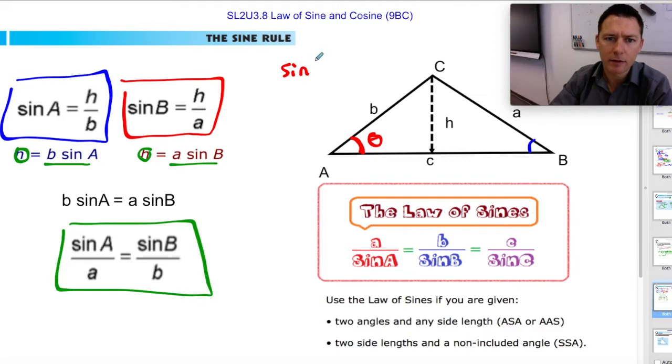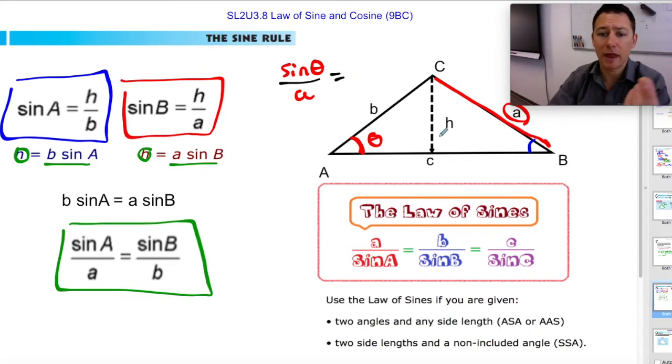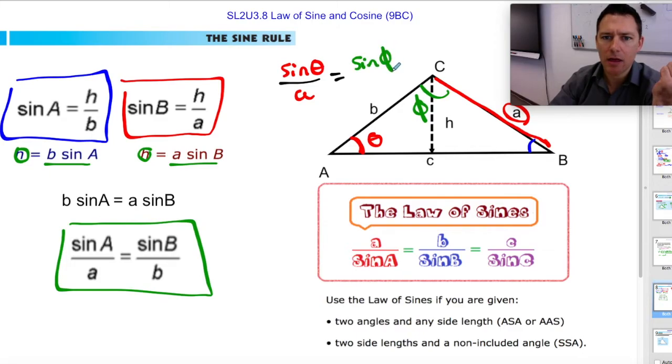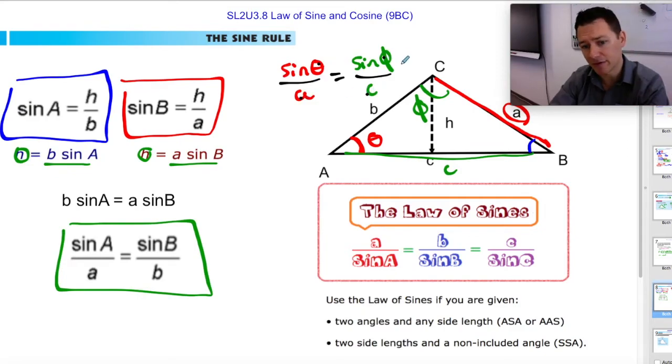So, for example, you'd say, all right, well, the sine of this angle, theta, over its opposite side, in this case A, should be the same ratio as the sine of any other angle. Let's use C because it's fun. Let's call it phi. I like phi. Should be equal to the sine of phi over its opposite side, which is, in this case, C. So you'd have to know 3 out of the 4 variables and then be able to solve it.